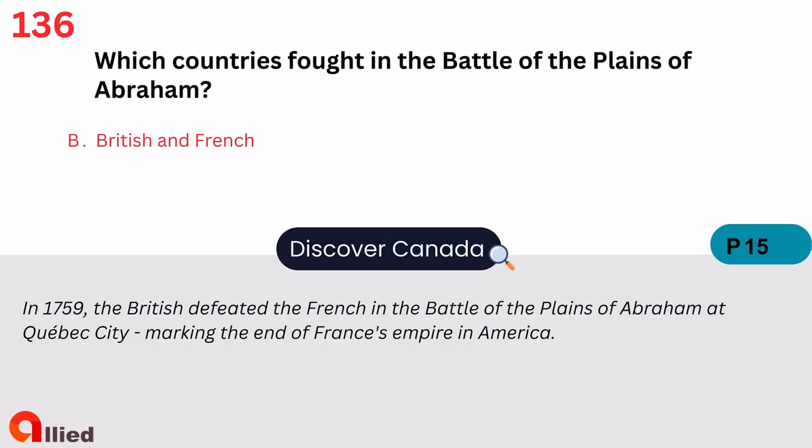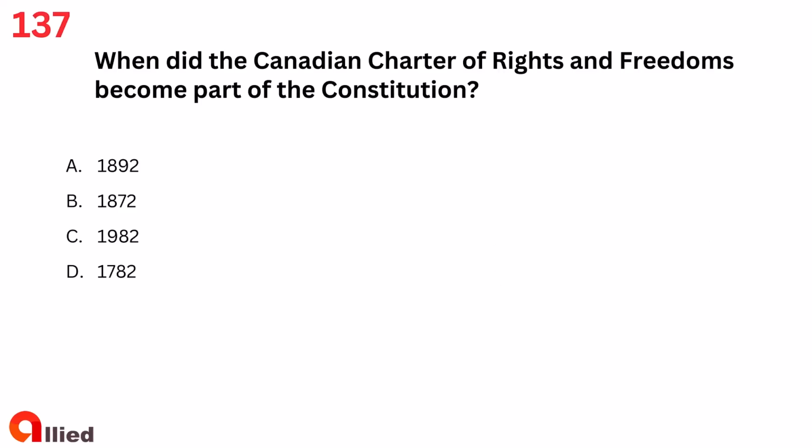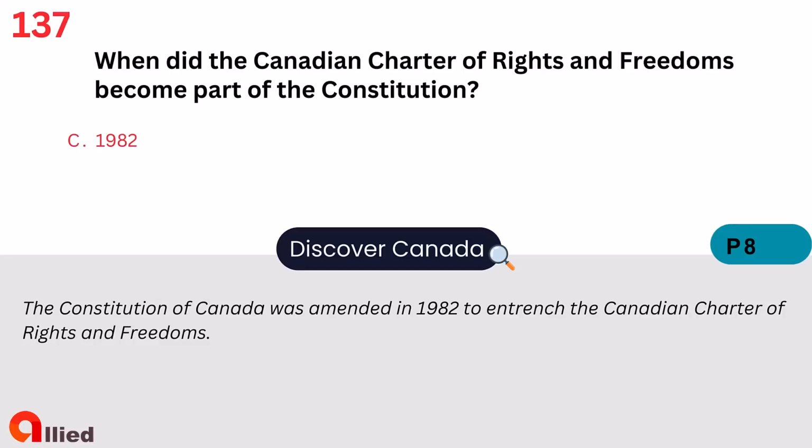British and French. Question 137. When did the Canadian Charter of Rights and Freedoms become part of the Constitution? A. 1892. B. 1872. C. 1982. D. 1782. The answer is C.